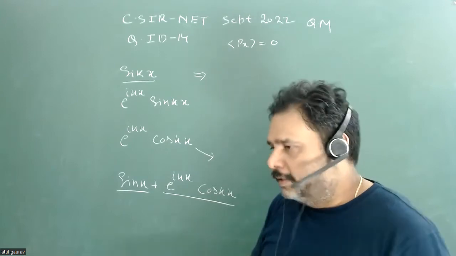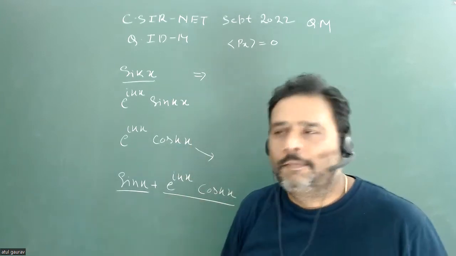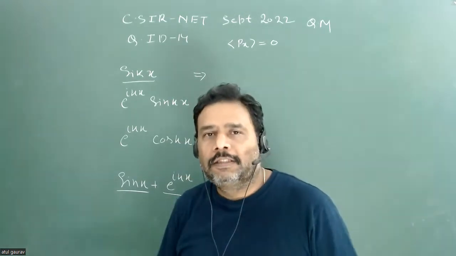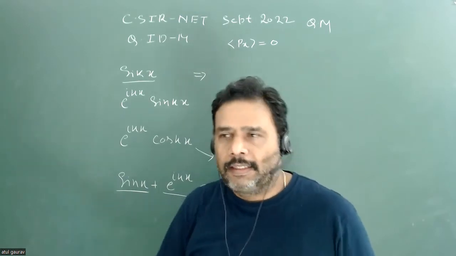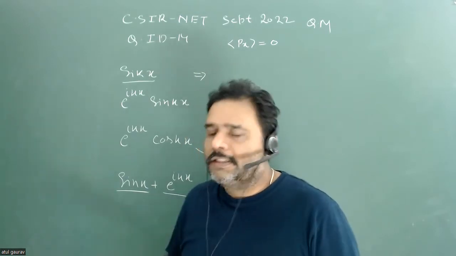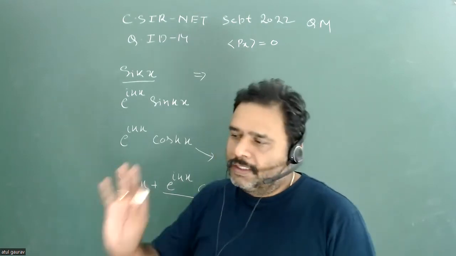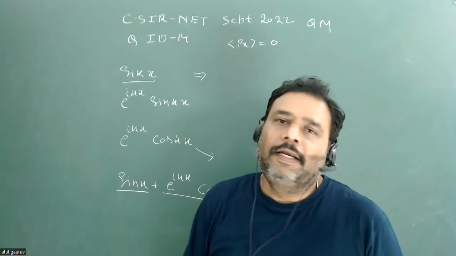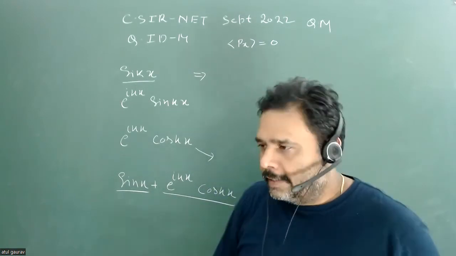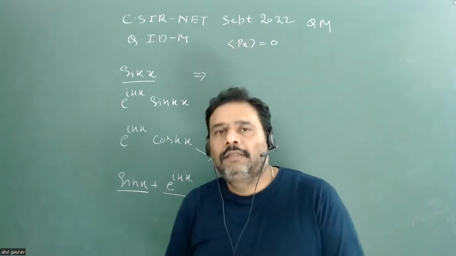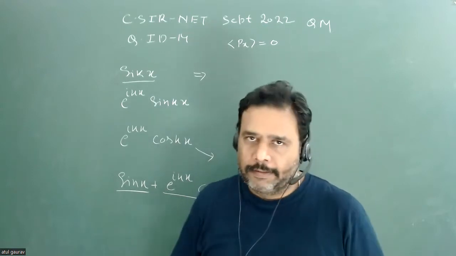Obviously, you can solve this problem in n number of ways. You can just take the momentum operator and find its average value for each and every wave function. This is one way, but I am doing this problem in a very different way. I am trying to connect momentum with the probability current density.